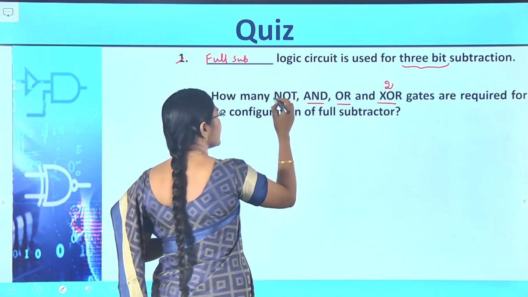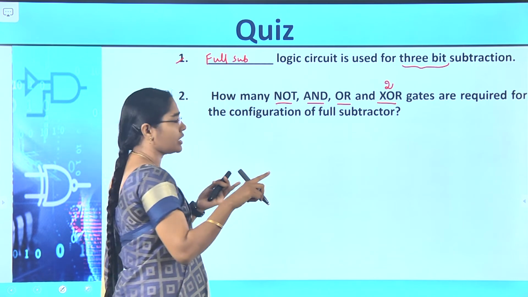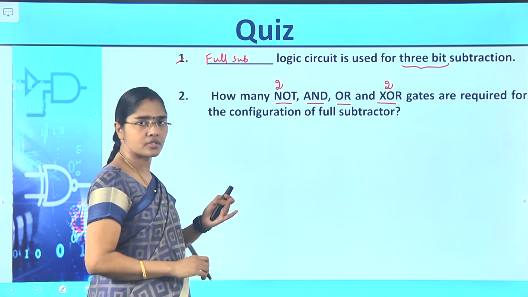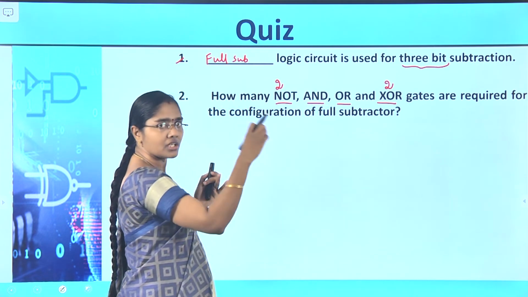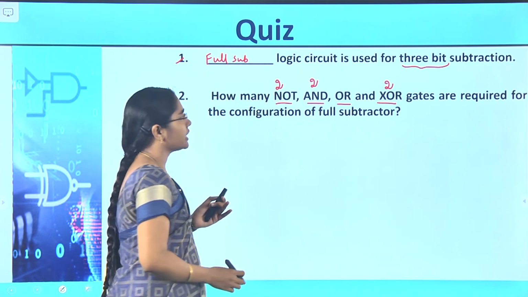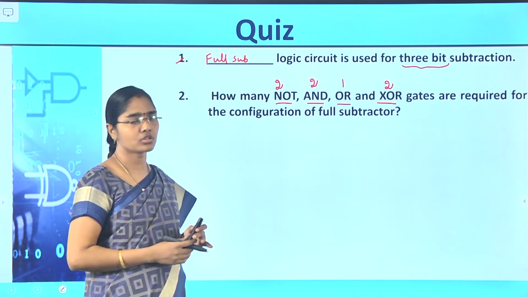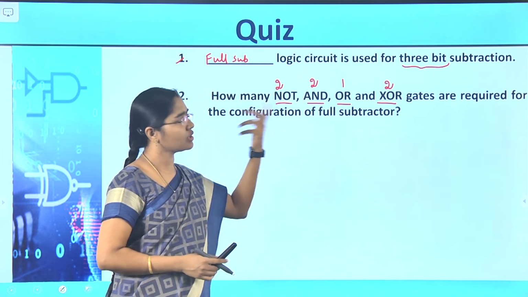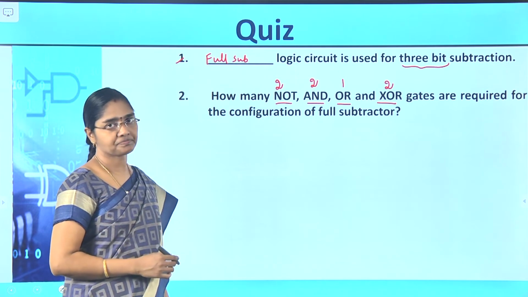For getting the A bar, a NOT gate is used, and for A XNOR B also, one NOT gate is used. So a total of 2 NOT gates. And how many AND gates are used? For borrow out of half subtractor 1 and half subtractor 2, 2 AND gates are used. And OR gates: finally B1 and B2 are given to one OR gate to get the final B out. So the number of gates required are NOT gate 2, AND gate 2, OR gate 1 and 2 XOR gates for the implementation of the full subtractor.